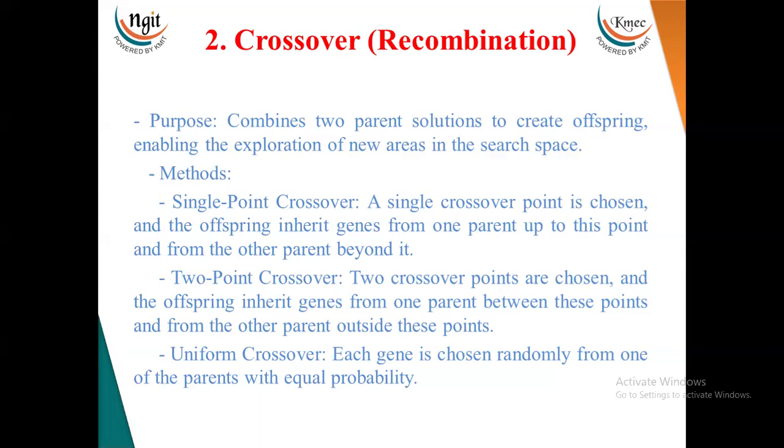2-point is where the offspring gets genes from one parent between these 2 points and from the other parent outside these points. So it will get from these two parents and from outside the boundary, like they may get their grandfather's or mother-in-law's genetical behaviors. Next one is uniform crossover. Each gene is chosen randomly from one of the parents with equal probability. I won't say 50% from mother, 20% from father, 30% from grandfather. I'll take equal contribution from all the parents. So this is crossover.